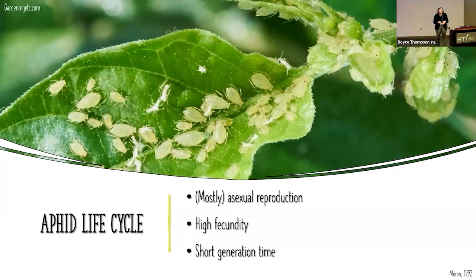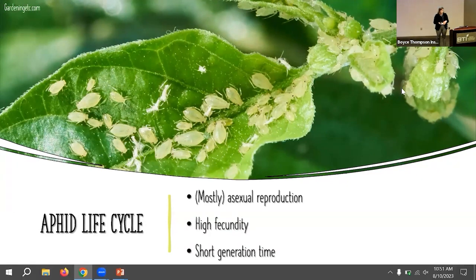So aphids reproduce mostly asexually, which allows them to have high fecundity and a very short generation time. They go through what is called telescoping of generations, which means that when the first aphid clone is born, that clone is already pregnant with the next aphid, which is really fascinating to me and just allows them to explode quite quickly.